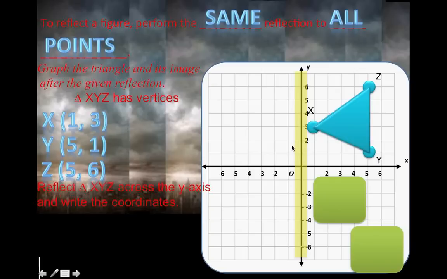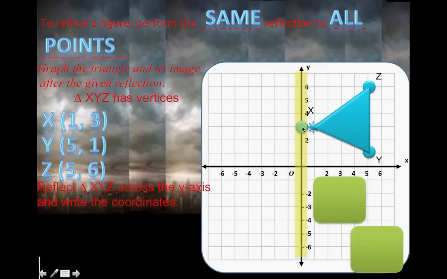So we're going to do the exact same thing to all three of them. We're going to reflect X across first, and then we're going to reflect Y across, and then we're going to reflect Z across so that we flip the entire triangle straight across that line. So start with X. We're going to move it 1 space.